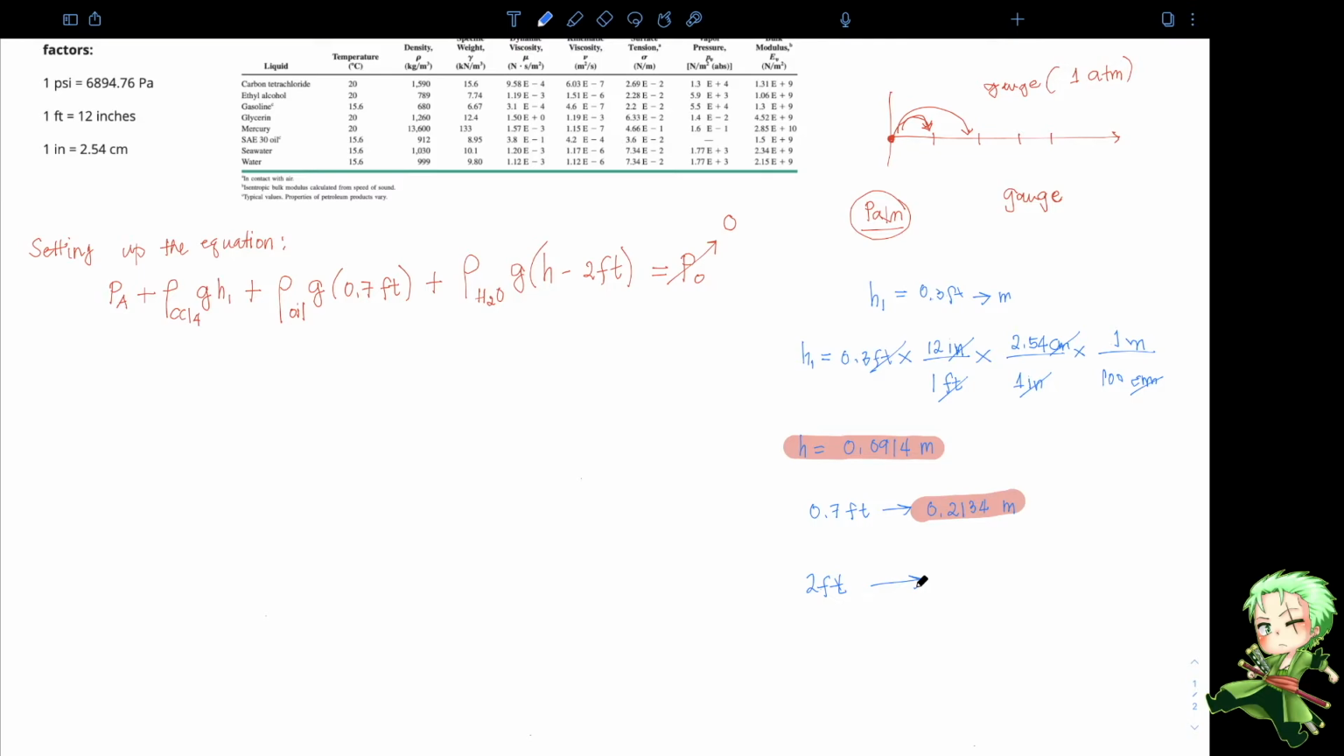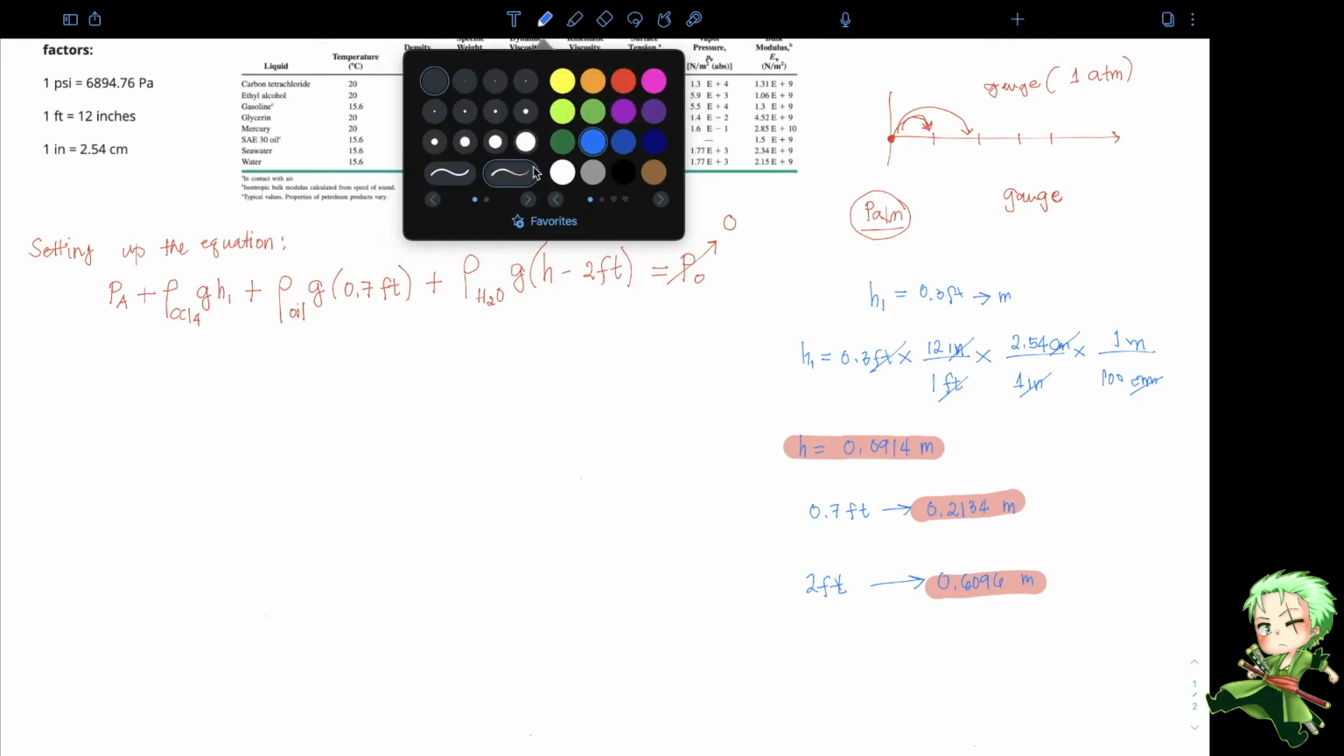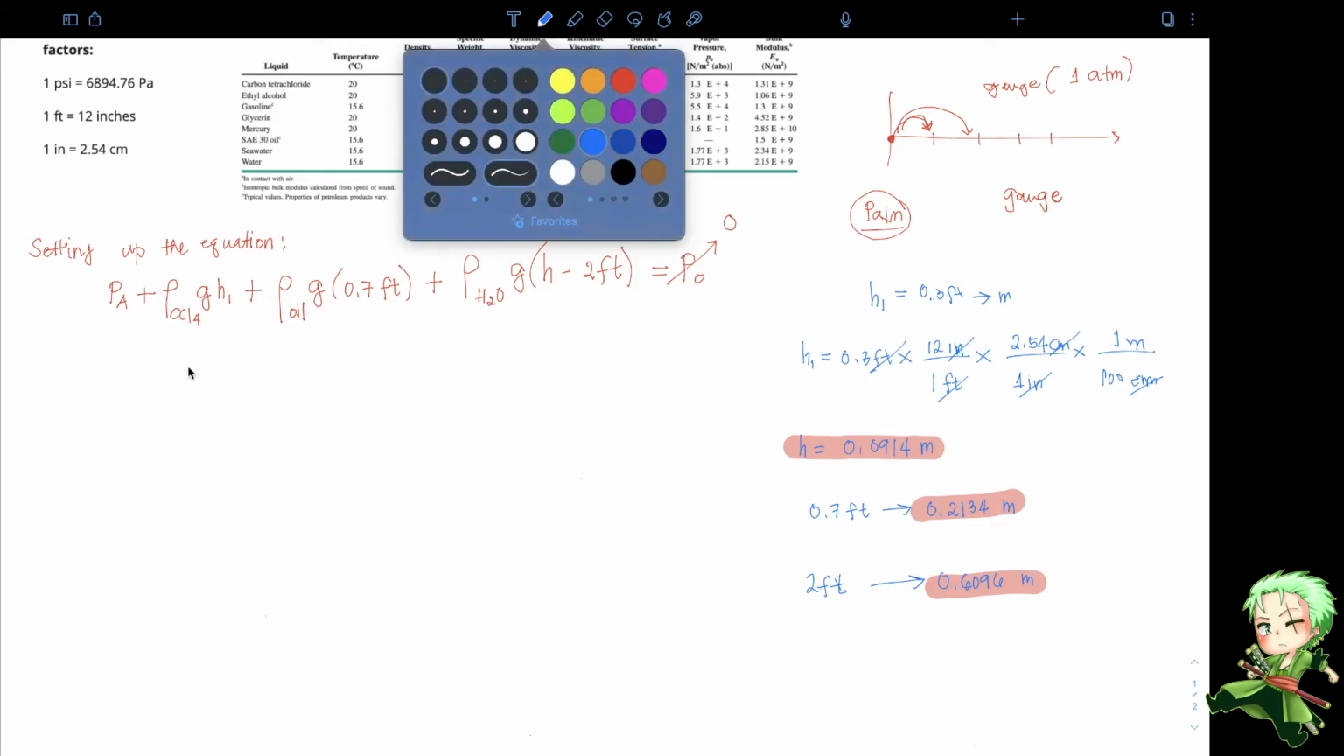Let me just change my input on the calculator. 2 feet divided by 100. Okay, so you have 0.6096 meters. But we don't have a problem with our units now since these are in SI already. So we are going to manipulate this equation. I think I'll go with blue.